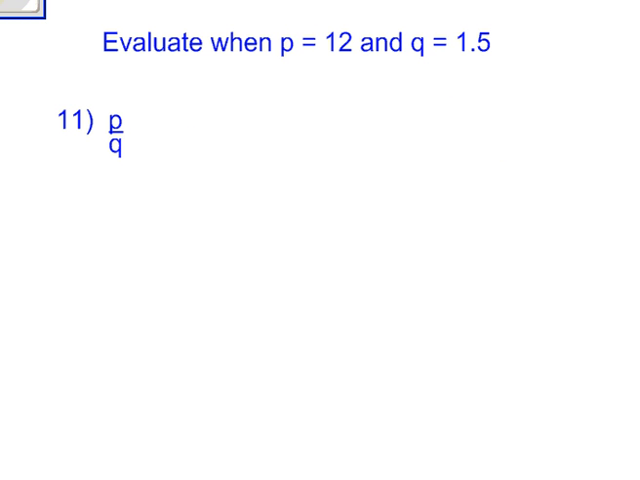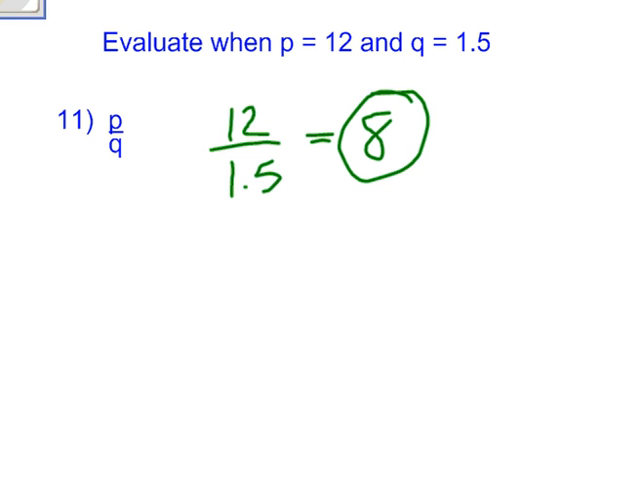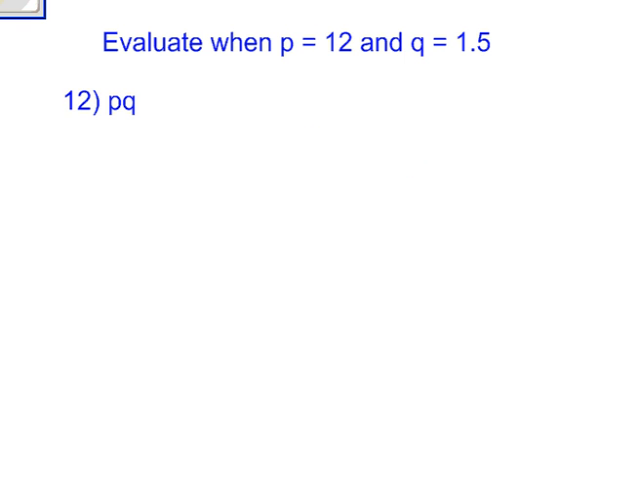11 is p divided by q. P is 12. 12 divided by 1.5 is 8. Number 12 is p times q. This is 12 times 1.5, which is 18.